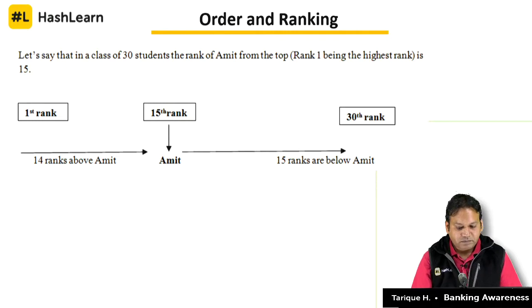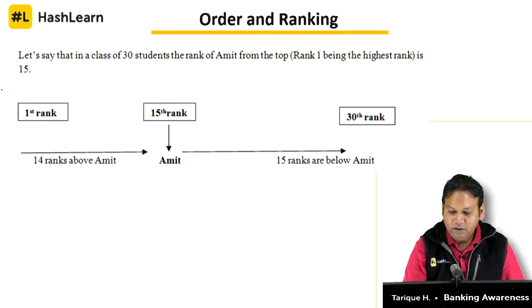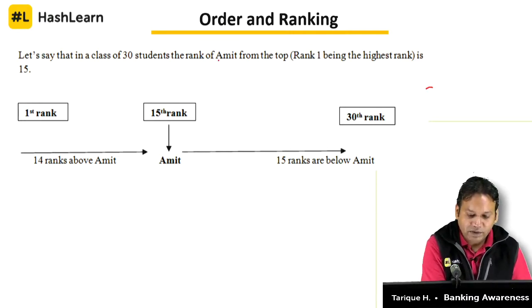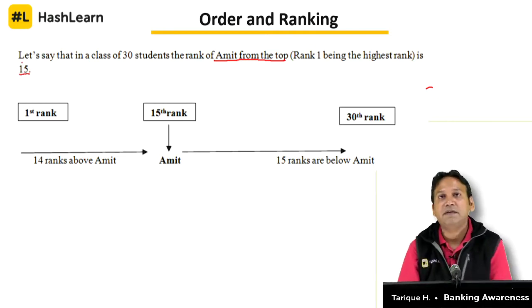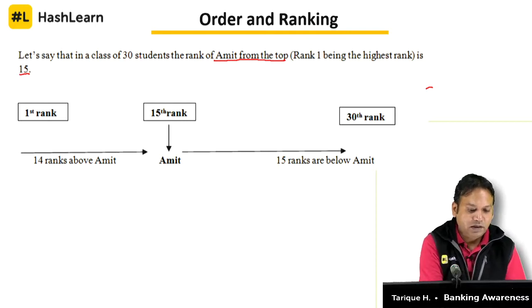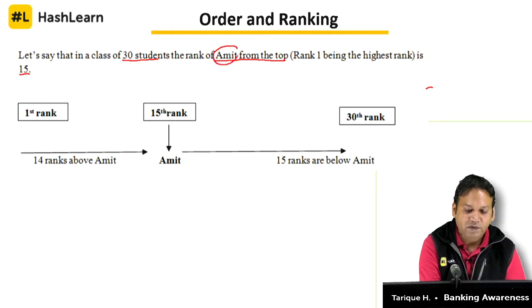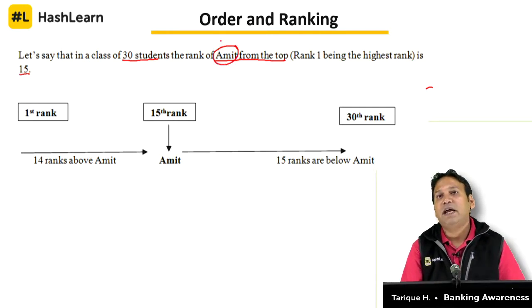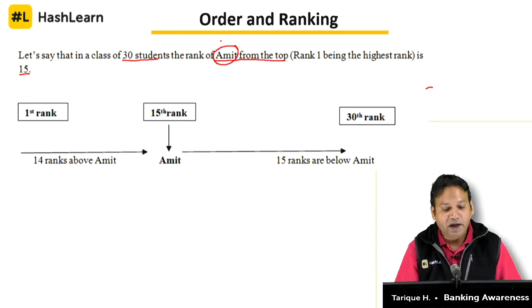So let's say here, I'll take this sample scenario. Let's say a class of 30 students, and in the class of 30 students, the rank of one person is given to you from the top, and the rank of that person is 15. Okay, so very step by step, very systematically we will develop the concept here. There are 30 students in the class and the rank of one person whose name is Amit is given to you from the top. Top means what? The first rank is the highest rank and then the 30th rank would be the lowest rank. So I am saying that from the top the rank of Amit is 15.